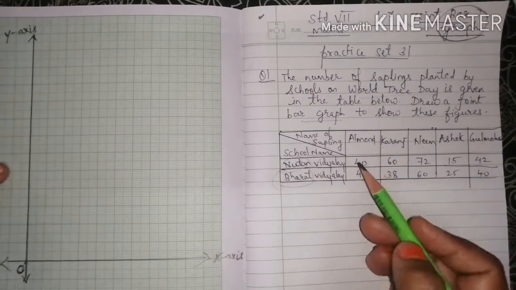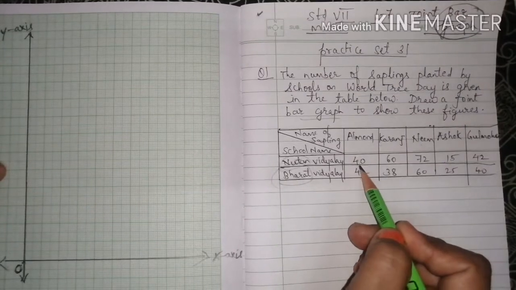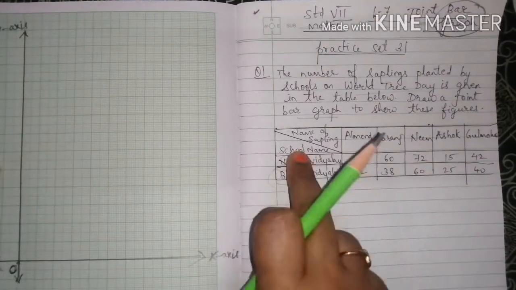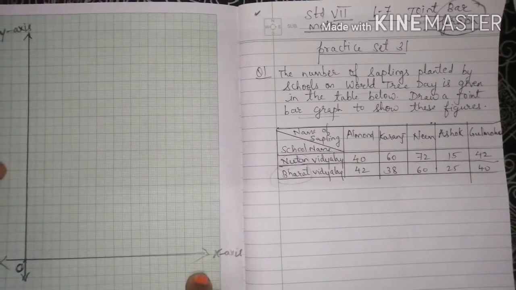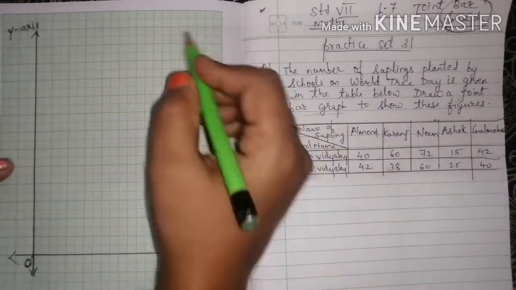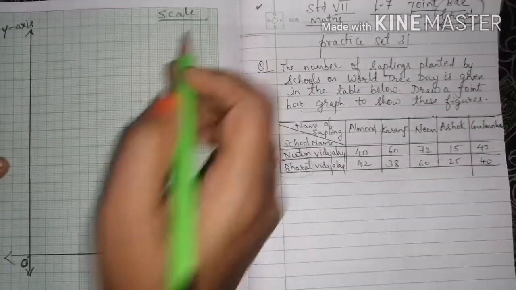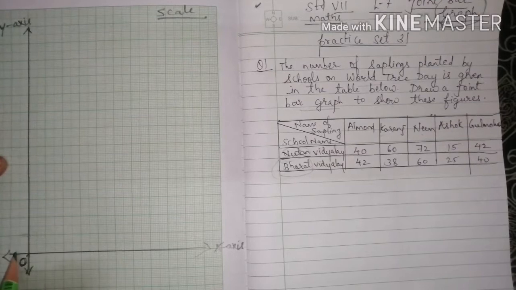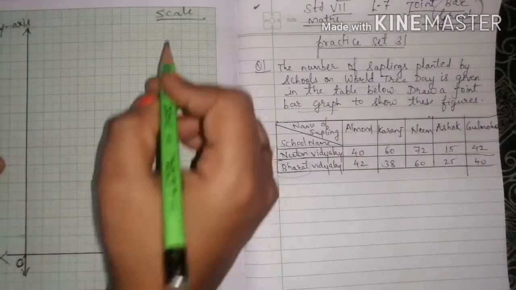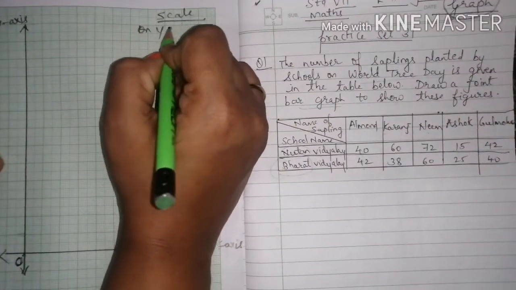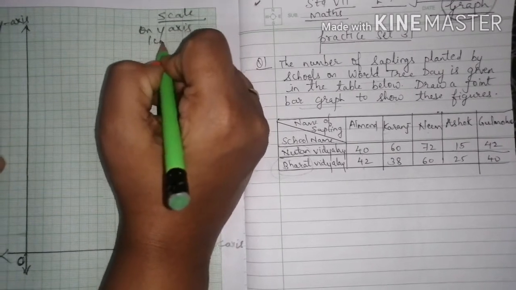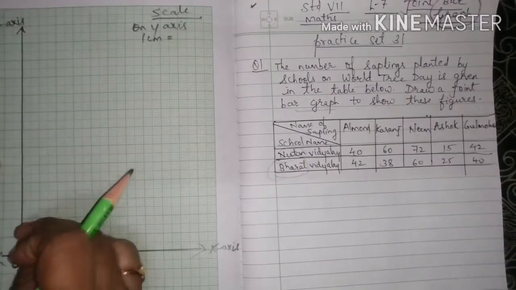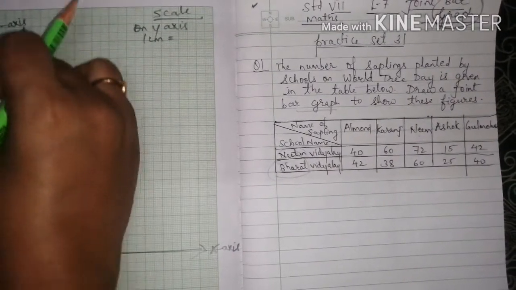Now let us see this number of saplings which are planted. We will show them on y-axis, and the names of the saplings we will show on x-axis. Now we have to select the scale for it. This one box is 1 centimeter. In that 10 small boxes are there. So on y-axis, how much are you taking? 1 centimeter equals to how many saplings? These are all number of saplings. So how many saplings are you taking for one box? Like that we will go on adding.